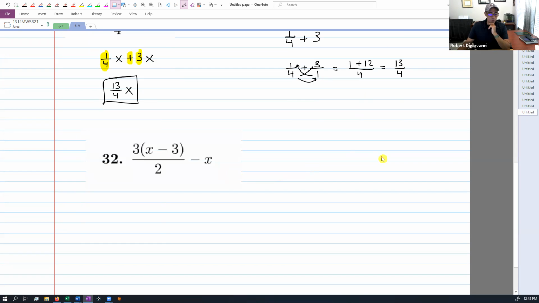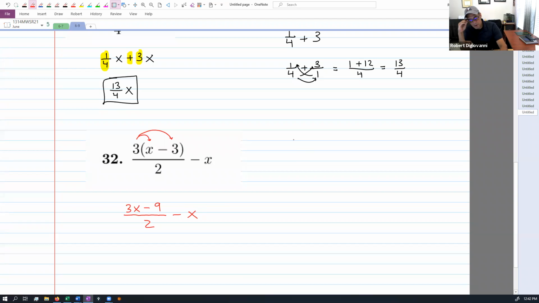Okay, so for this one, the tricky part is that you will need to distribute the 3 first. So on the top we get 3x minus 9, all of that over 2, and then minus x. So just distribute to clear the parentheses. Now, a very important property of fractions.